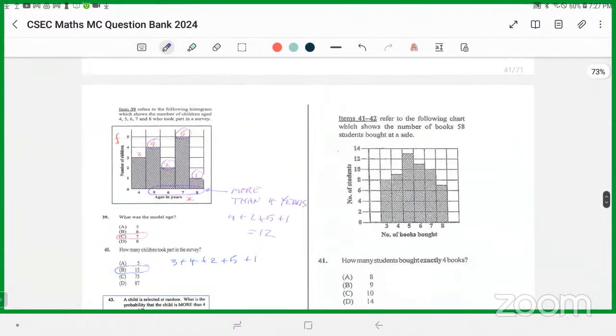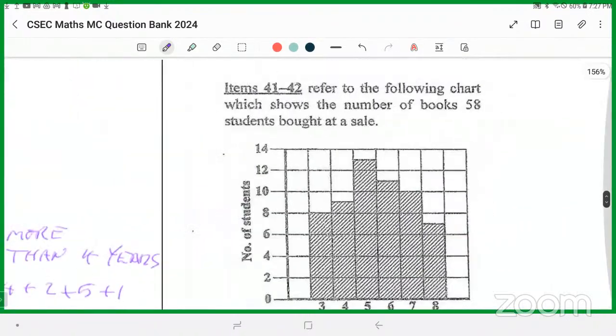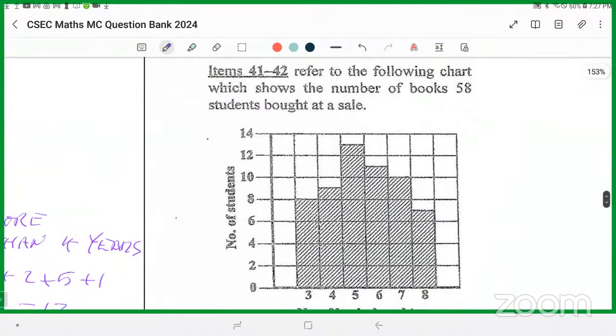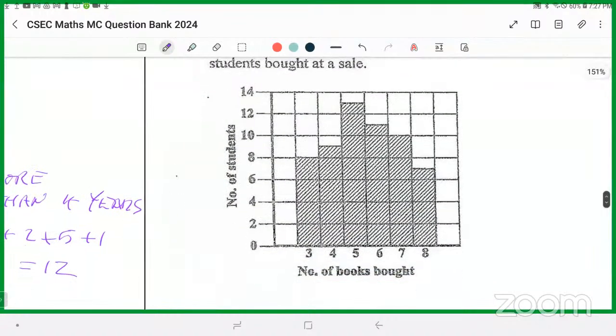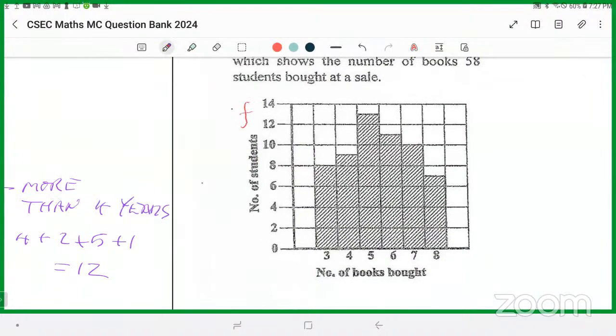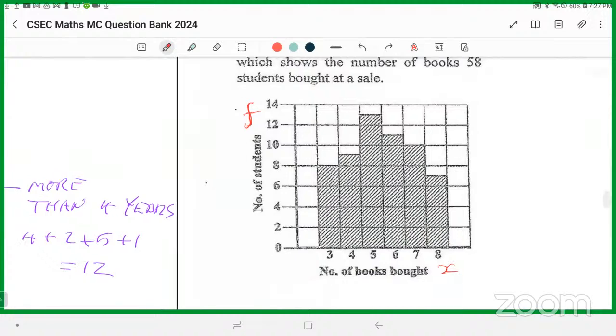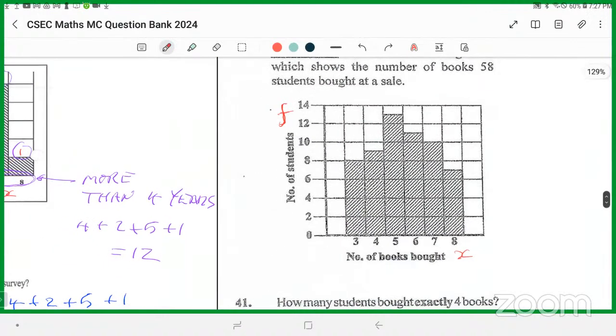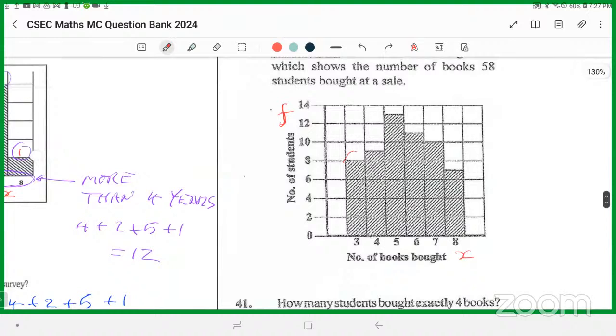All right. Let's continue up here. Another question. The histogram again. Our chart. Questions 41 and 42 refer to the following chart, which shows the number of books 58 students bought for a sale. So again, you want to identify your frequency and your score separately. The frequency is up here, the number of children. These are your scores. Number of books bought is your scores. All right, your data, your scores, and there are 58 children. So all of these up here must add up to 58.